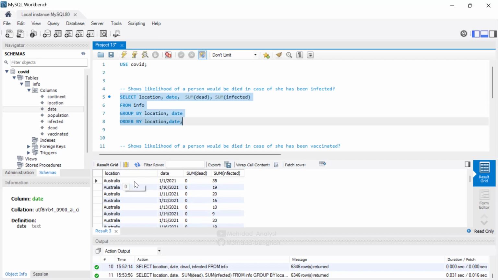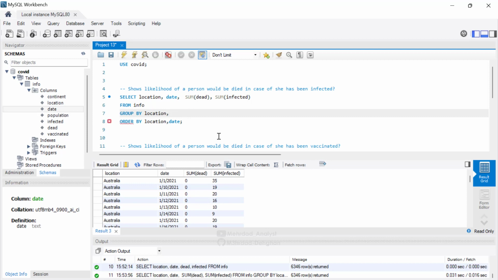Yes, it is the data in Australia. In this time, the sum of dead is 0, but sum of infected, specifically in this date, is this number. Because the group by is based on the location and date, it means this data would be repeated for every single country because the first group is based on the location. But for group by, I think we don't need to group based on the date because we want to see the overall probability. So I just need to delete it.